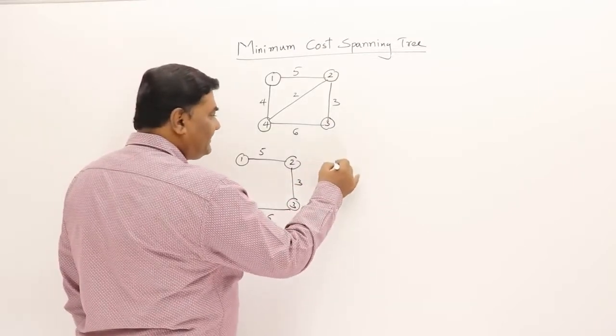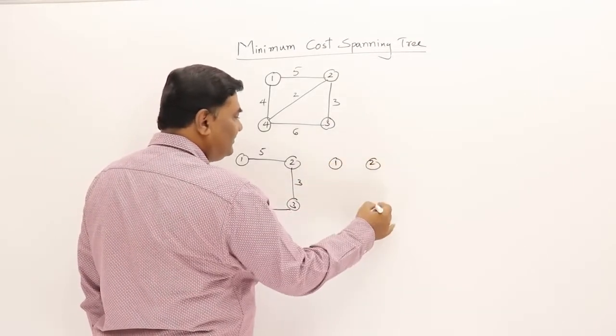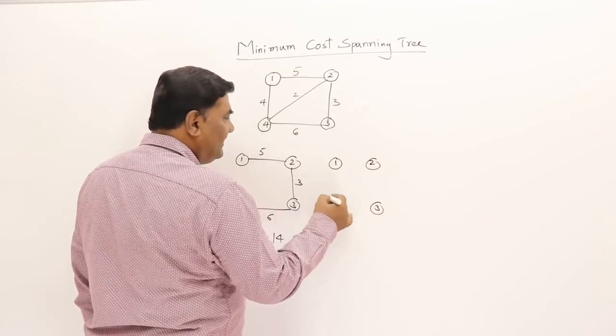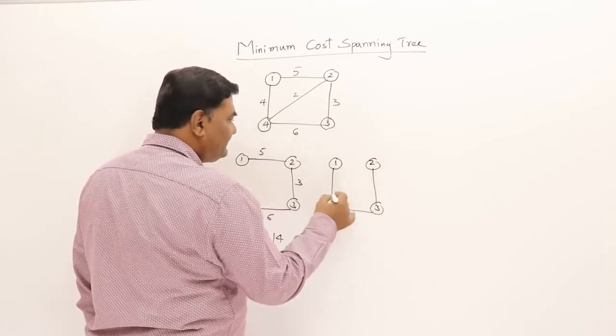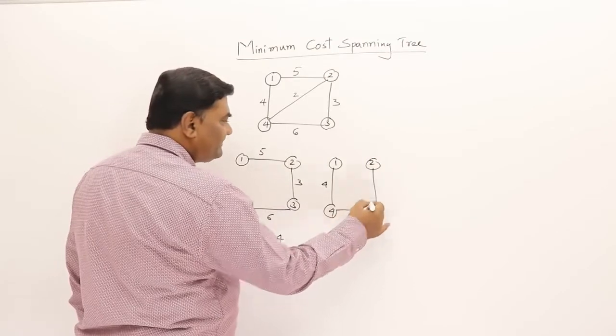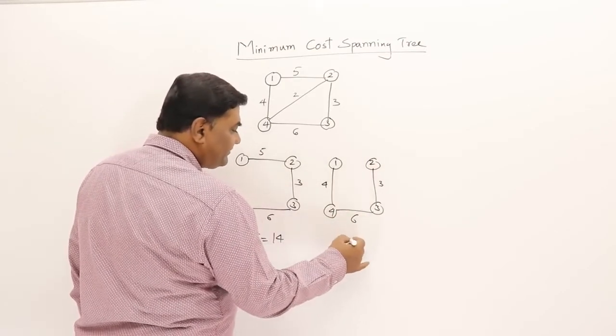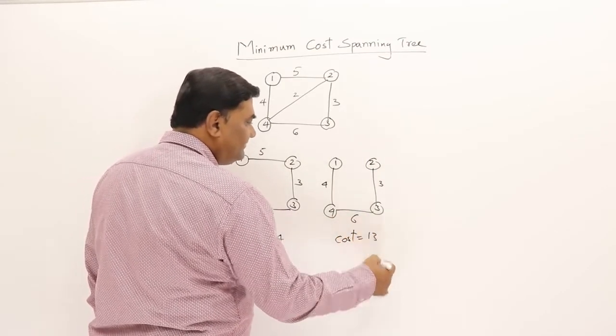I'll take one more spanning tree. 1, 2, 3, 4. And I'll take these edges. Let us see what is the cost of this. 4, 6, 3. Then what is the cost of this one? 13.